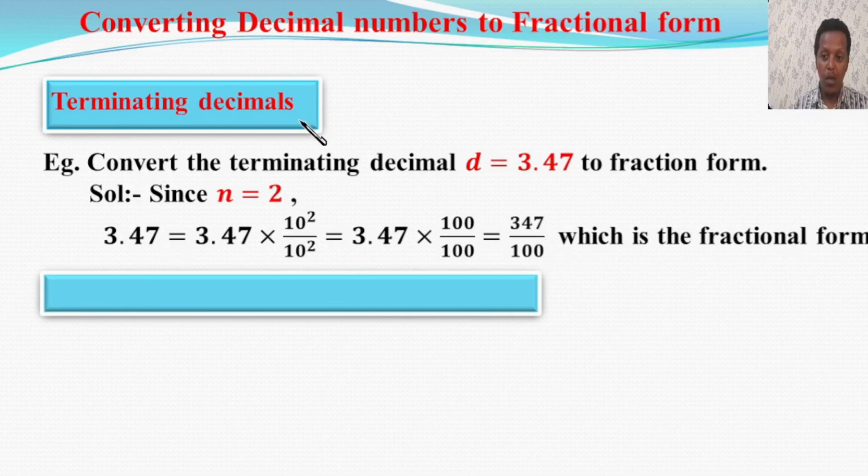So for a terminating decimal, you need to count the number of terminating digits after the decimal point. Once you determine the value of n, you simply multiply the given decimal by 10 to the power of n over what? 10 to the power of n. That will convert the decimal into what? A fraction. And when you convert a decimal into a fraction, make sure the numerator and the denominator are relatively prime, so that the fraction is in simplest form.